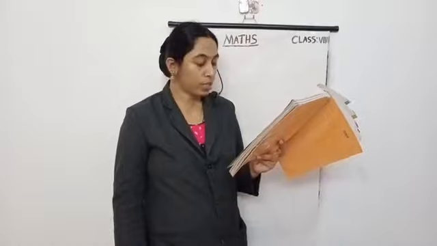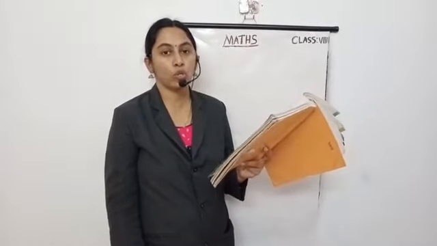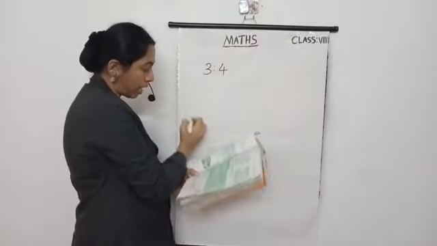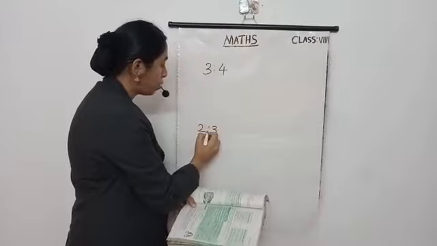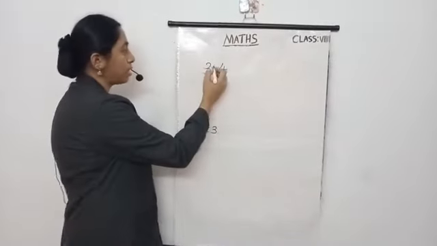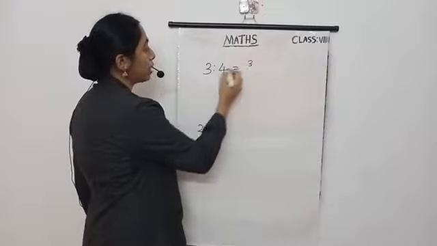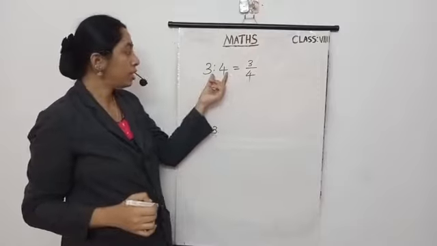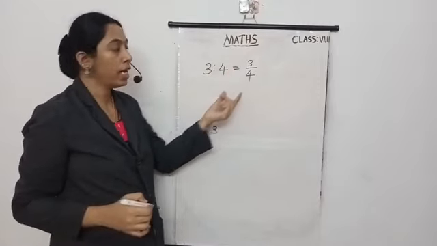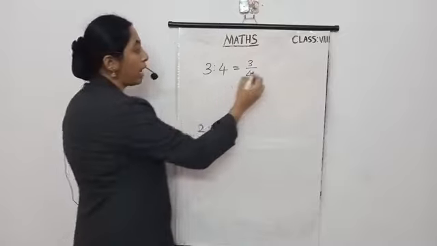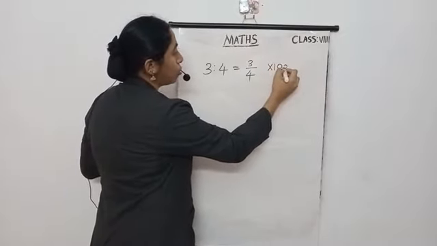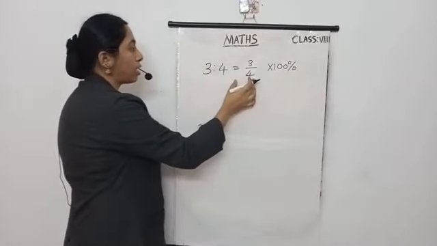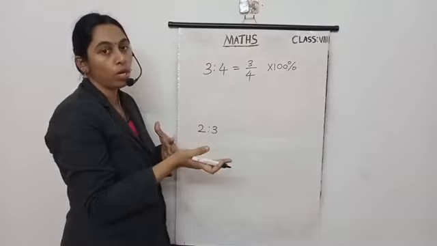And the ratio is 1 is to 10. Now question 2, convert the following ratios to percentages. Here the given ratios are 3 is to 4 and 2 is to 3. We need to convert these to percentages. So 3 is to 4 is 3 by 4, we can write it like a fraction. Now percentage is out of a total of 100, isn't it? So we need to find 3 by 4 of 100 percentage.